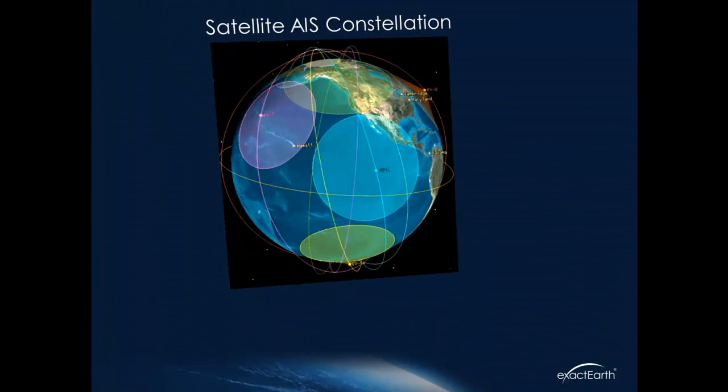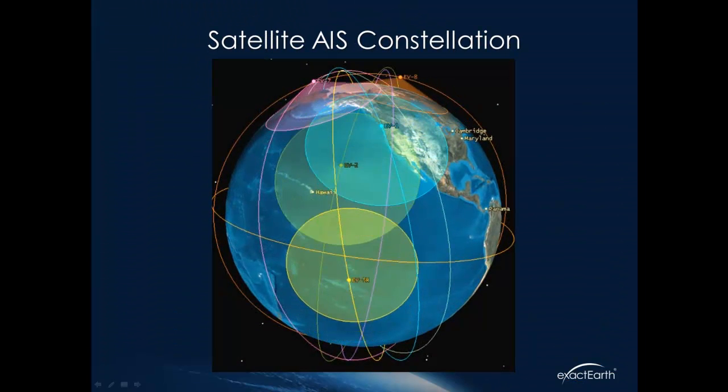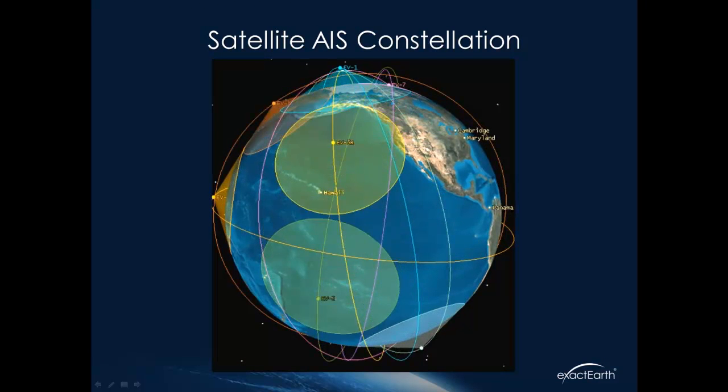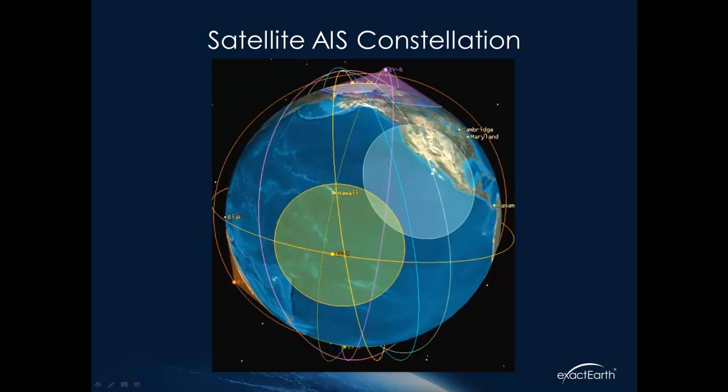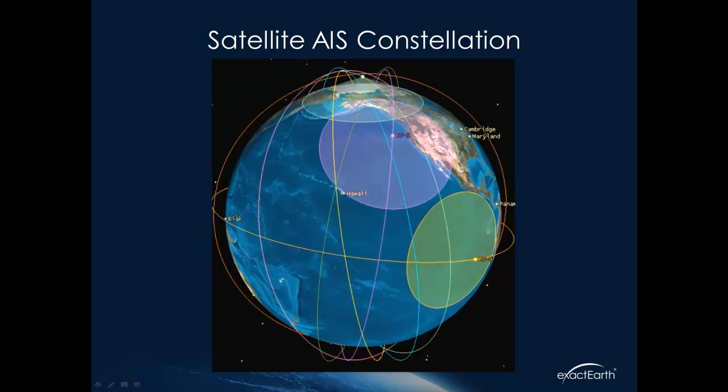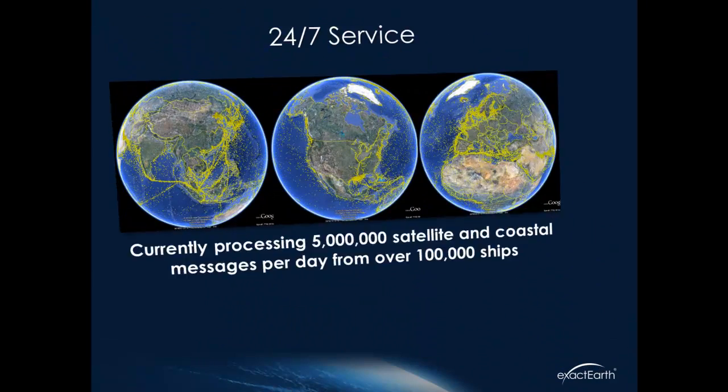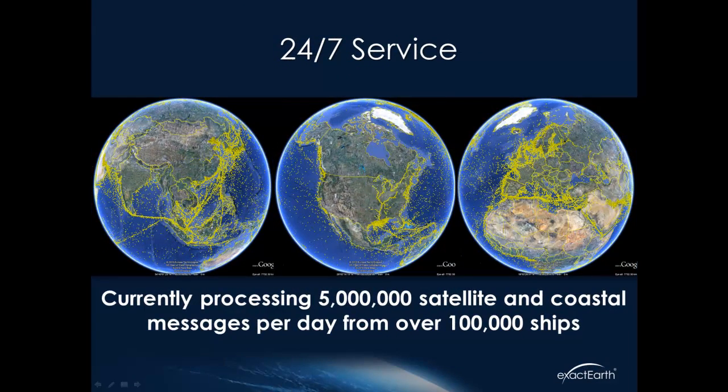As you will know, exactEarth have a constellation of satellites orbiting the planet in low Earth orbit, and we listen into these global AIS transmissions and collect the data. The number of satellites in the constellation is increasing over time, allowing us to ever improve the rate at which these data flow to us and on to our customers. And this 24/7 service that's now in operation is currently processing somewhere in the region of 5 million satellite and coastal AIS messages per day from over 100,000 ships that are constantly moving about the ocean surface.